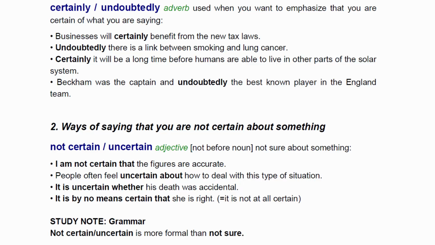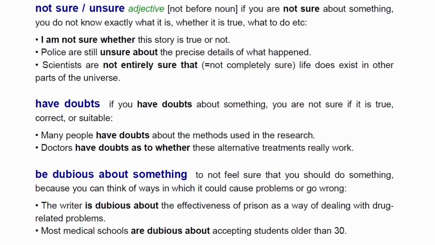People often feel uncertain about how to deal with this type of situation. It is uncertain whether his death was accidental. It is by no means certain that she is right. It is not at all certain. Study note, grammar: not certain or uncertain is more formal than not sure. Exactly. Now let's use not sure or unsure, adjective and not before noun.